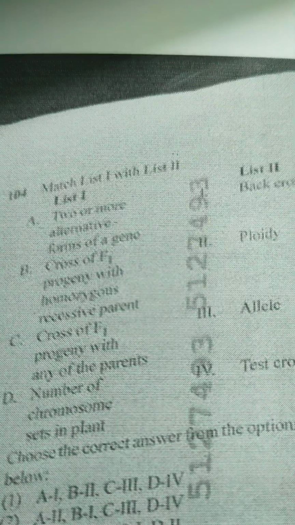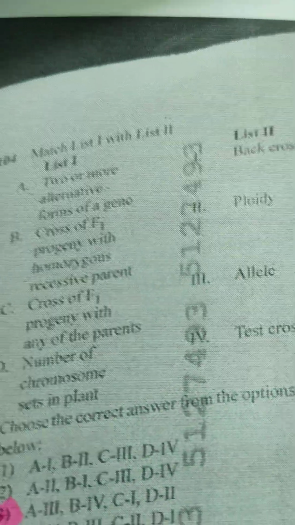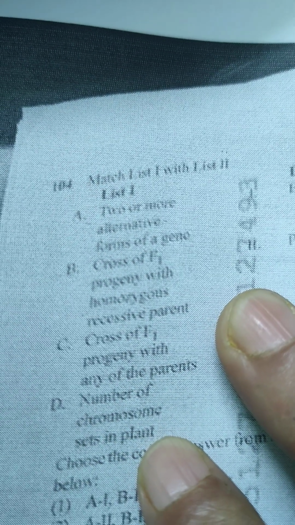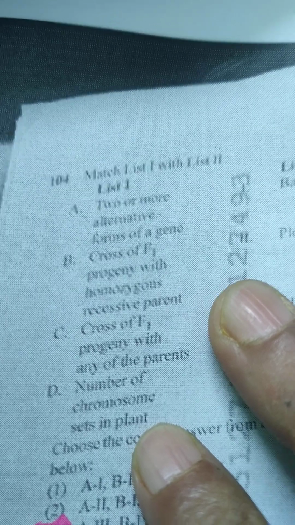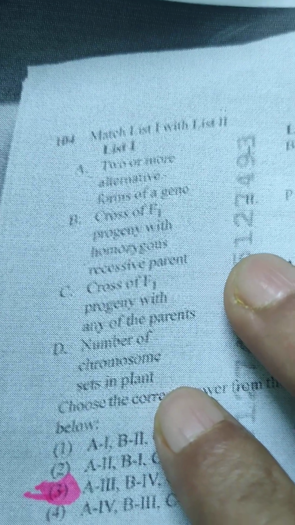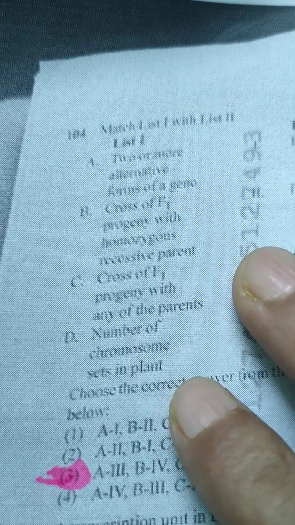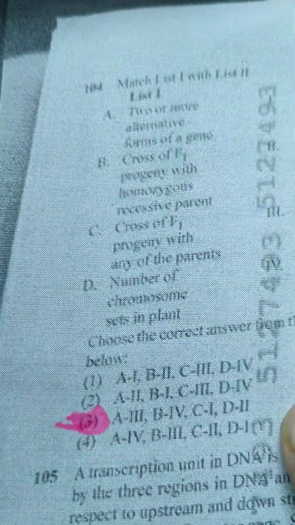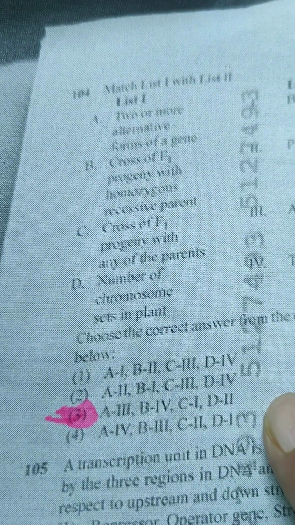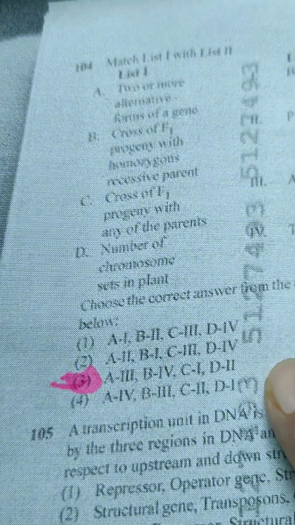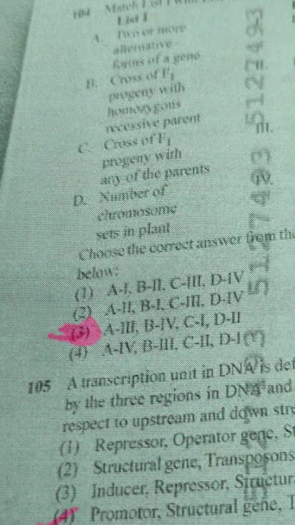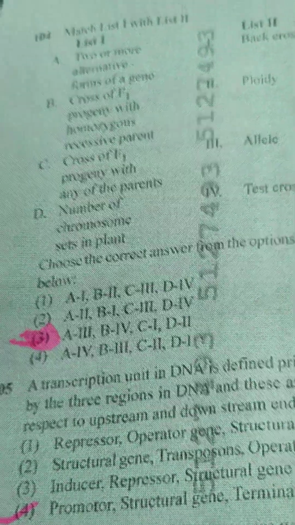Question number 104. Match list 1 with list 2. A is two or more alternative forms of gene. B is cross of F1 progeny with homozygous recessive parent. C is cross of F1 progeny with any of the parents. Option D is number of chromosome sets in plants. And in list 2 is back cross, ploidy, allele and test cross. Correct answer is 3, A3, B4, C1, D2.